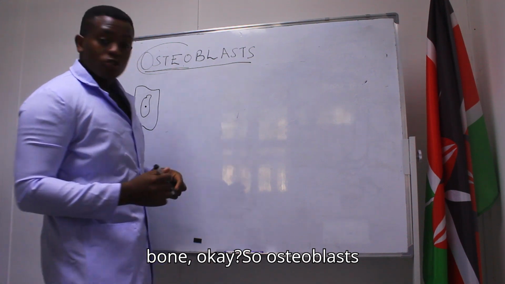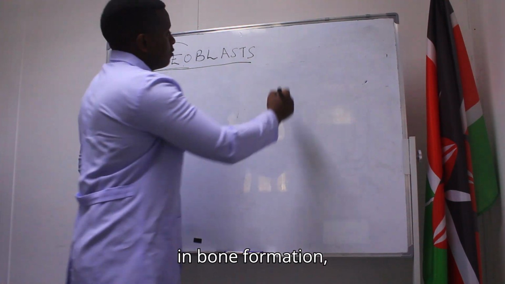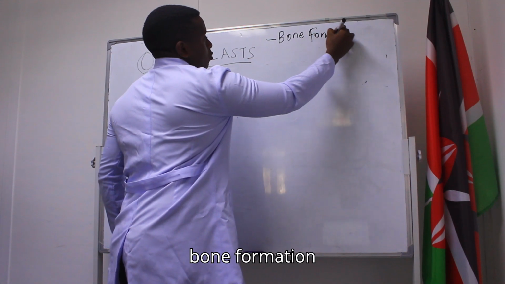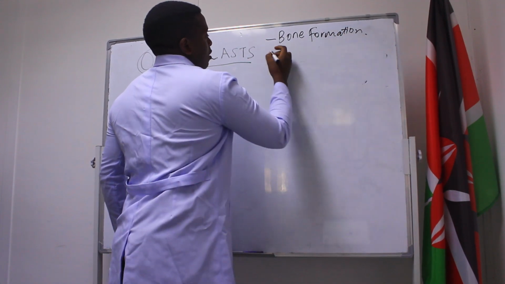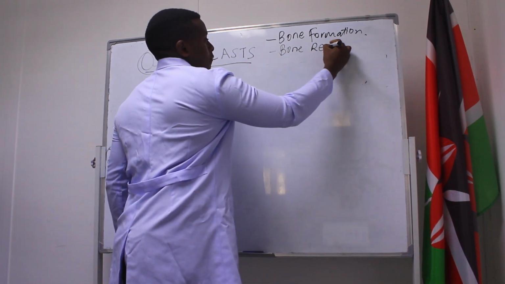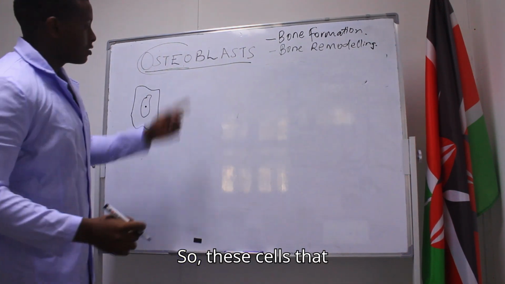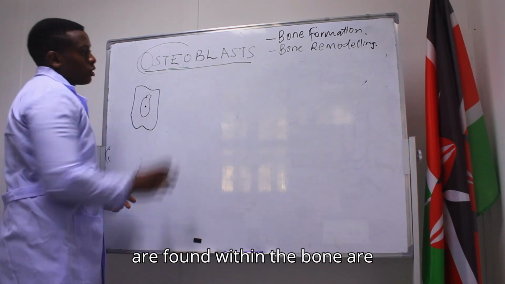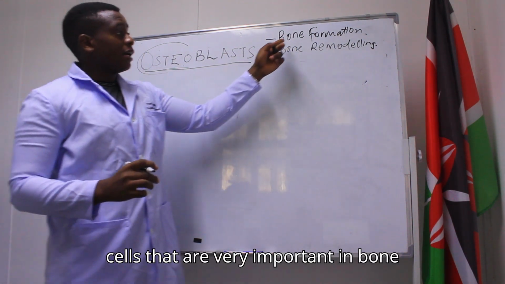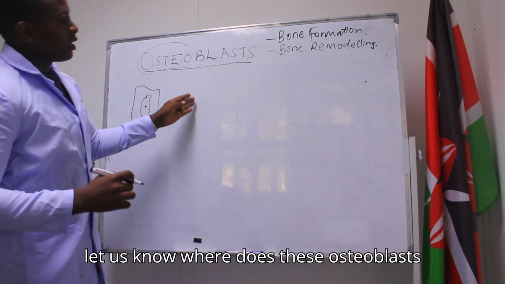Osteoblasts are cells that are involved in bone formation and bone remodeling. These cells that are found within the bone are very important in bone formation and bone remodeling. So let us know, where does this osteoblast come from?